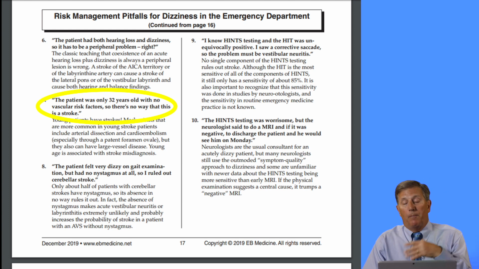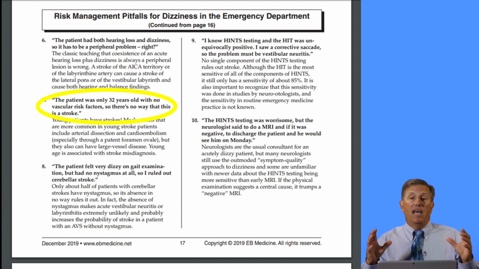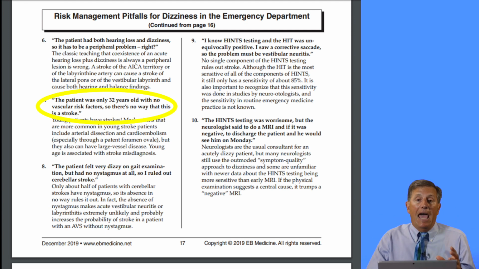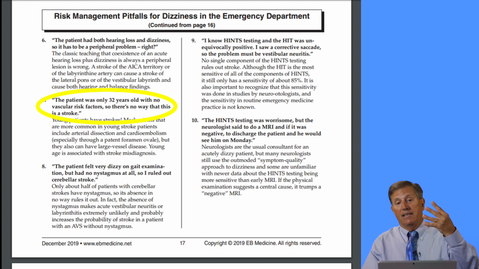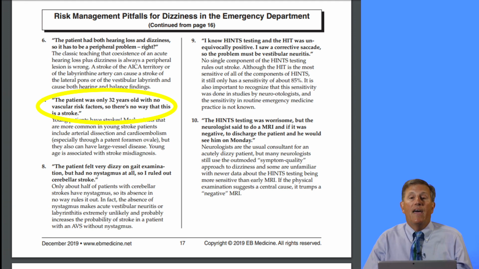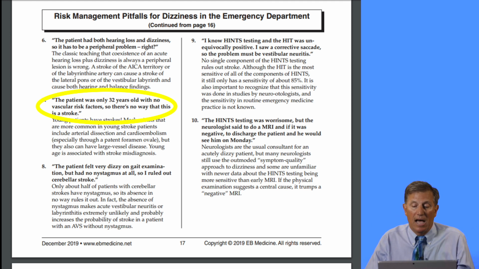The presence of a positive saccade, which is good and suggests a peripheral etiology, in the absence of the other 4 HINTS test findings suggesting no posterior circulation event, is not enough. They also must be negative or suggestive of a peripheral etiology, or not suggestive of a posterior circulation central etiology.